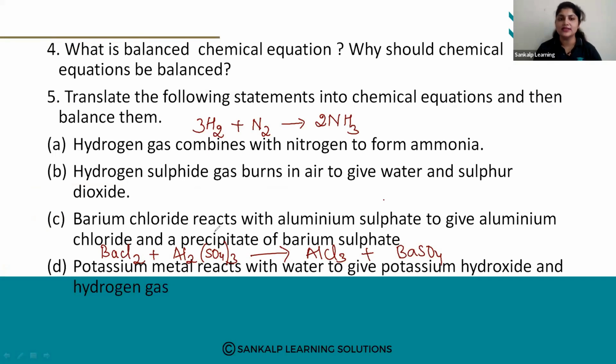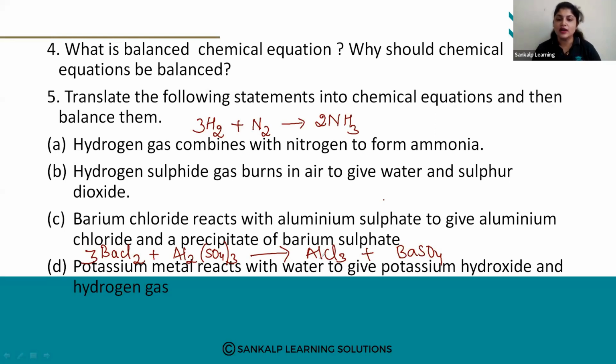Okay, now we have to balance it. How to balance it? How many barium are there here? Barium is 1 here, and here barium is 1. Chlorides are 2 here, and here there are 3. So first I will balance the chloride. So this becomes 3, 3 to the 6.